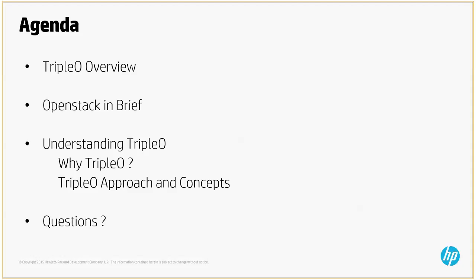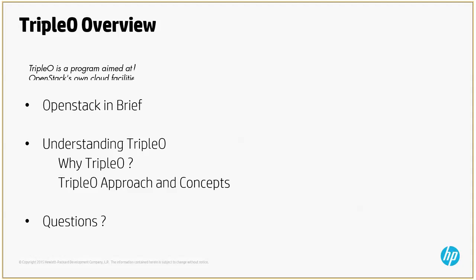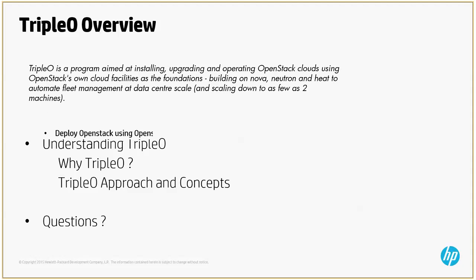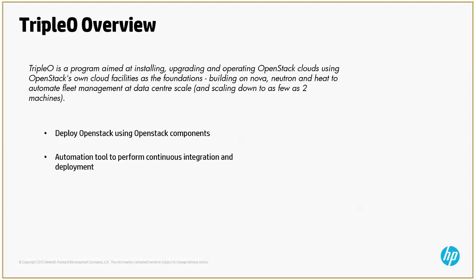Coming to the TripleO overview, TripleO is a program aimed at installing, upgrading and operating OpenStack clouds. Before understanding TripleO, we need to understand what OpenStack is and why exactly TripleO came into the picture with respect to OpenStack. If we have an OpenStack environment, to create a stack environment we need to deploy some number of nodes. The deployment of this OpenStack environment can be done using OpenStack. In the next few slides you'll understand more details of why OpenStack is being deployed from OpenStack.